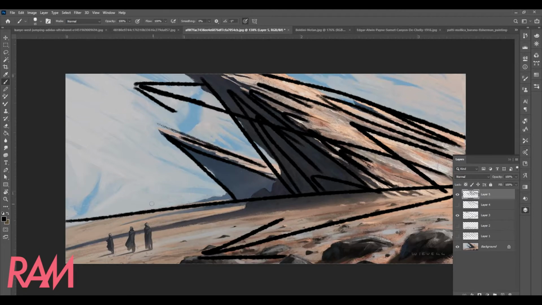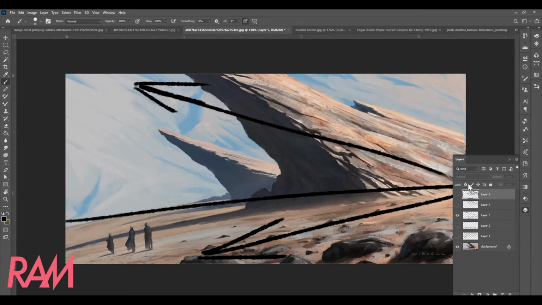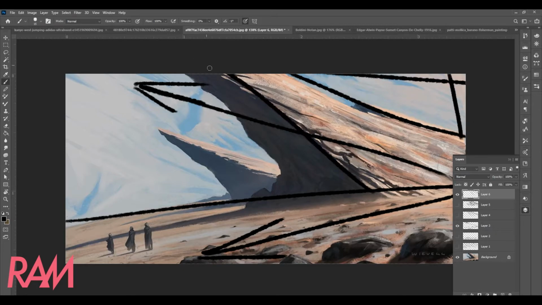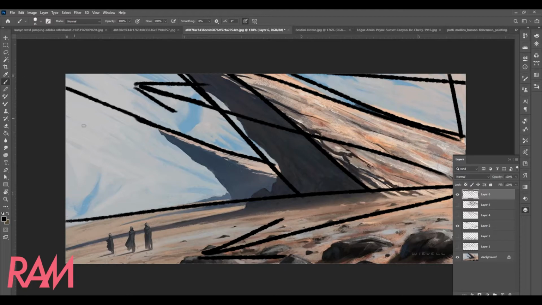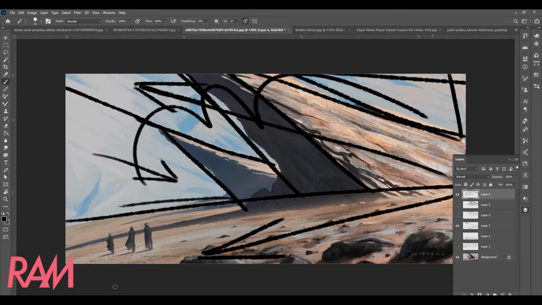Look at the pattern. You got negative space in a triangle. Let me erase this. You have the negative space here as a triangle. You have positive space here as a triangle. Then you have the negative space again as a triangle, positive space triangle, and then negative space as a triangle. It's a pattern.